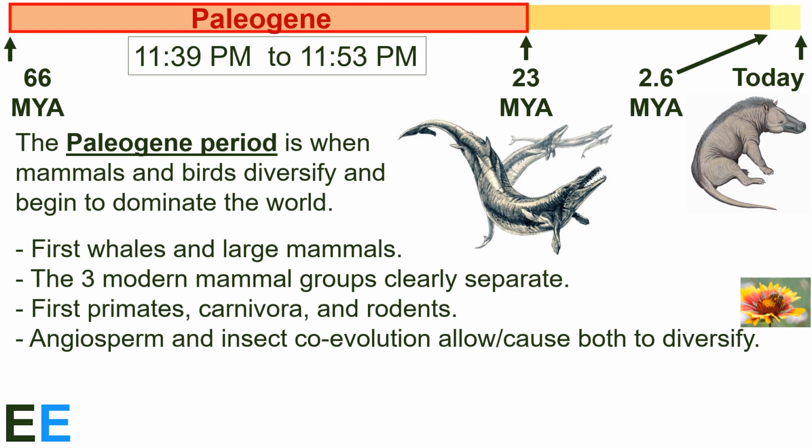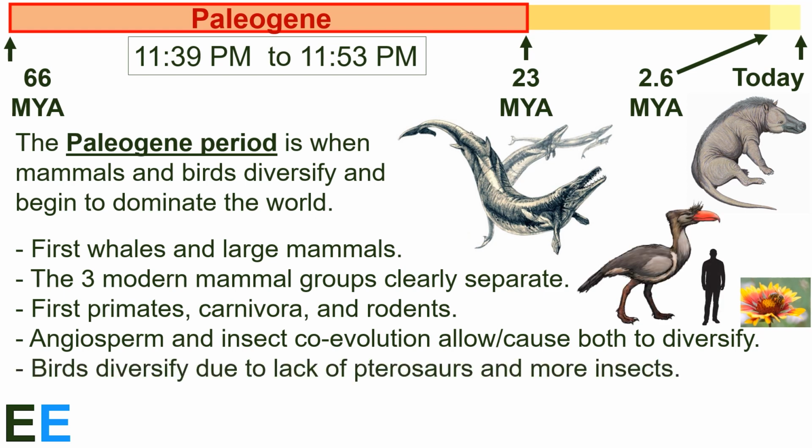The close relationship between flowering plants and their insect pollinators allows both to thrive. Insect pollination seems to work better than wind-based pollination because angiosperms begin to replace gymnosperms throughout much of the world. Lastly, birds diversify due to the lack of pterosaurs and more insects to eat.